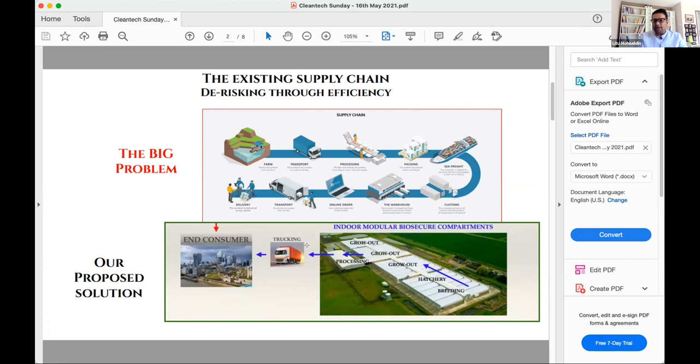Now, if we can implement it in the UK, it's very easy to target all the high-end restaurants who would be interested to use the prawn we want to produce, the specific species we want to produce here, named Litopenaeus vannamei, because this is a lot more disease resistant.